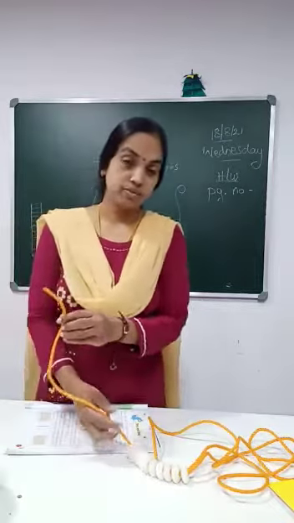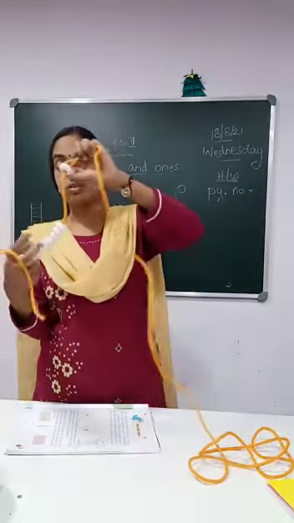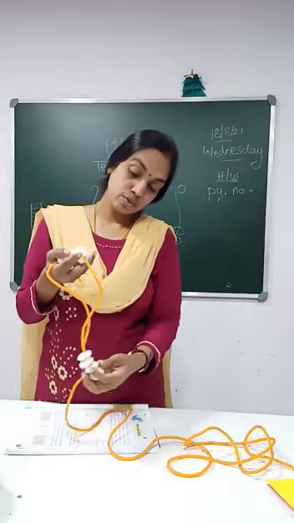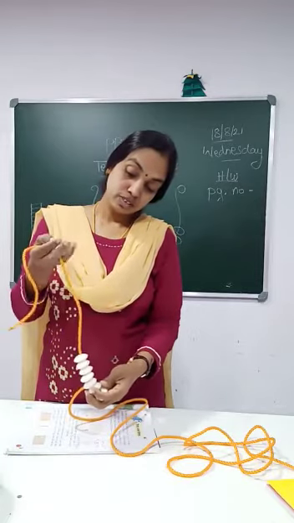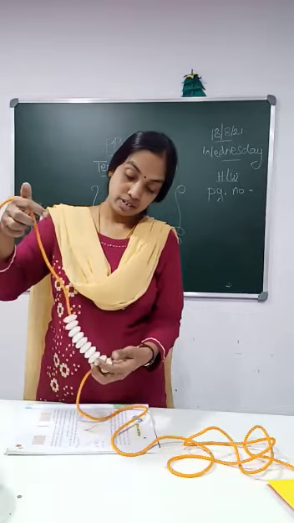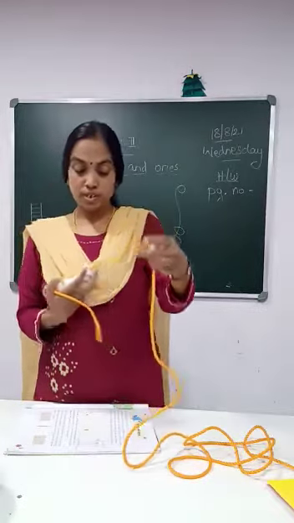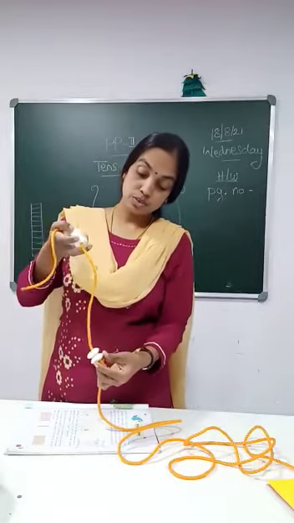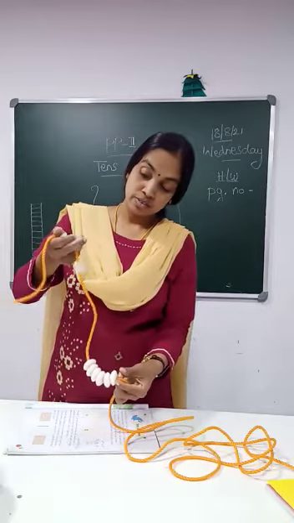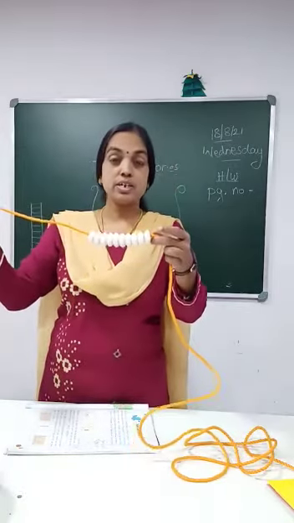Okay children, so we counted this already, it was 10. So let us count it once again. 1, 2, 3, 4, 5, 6, 7, 8, 9, no. Okay children, let us count again. 1, 2, 3, 4, 5, 6, 7, 8, 9, 10. So we have here 10.